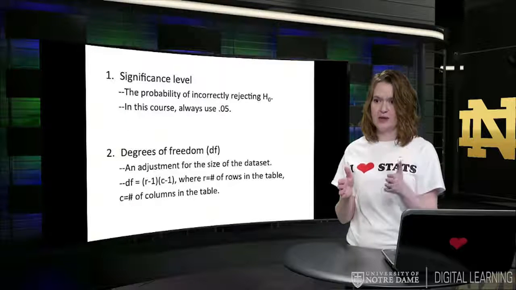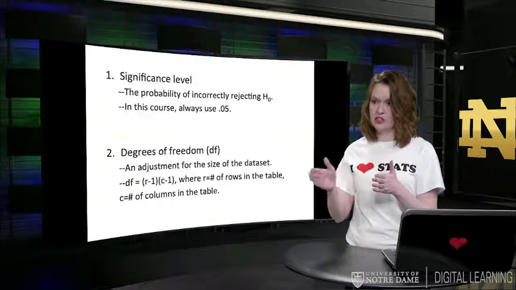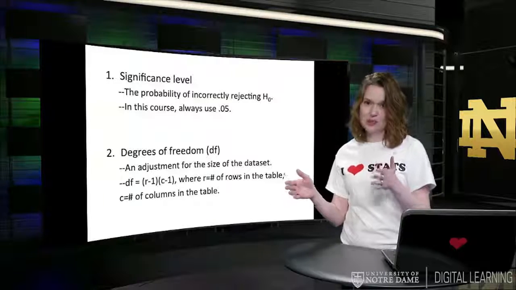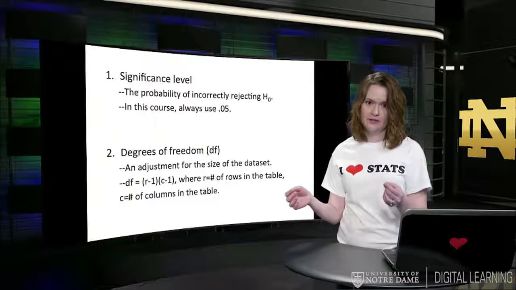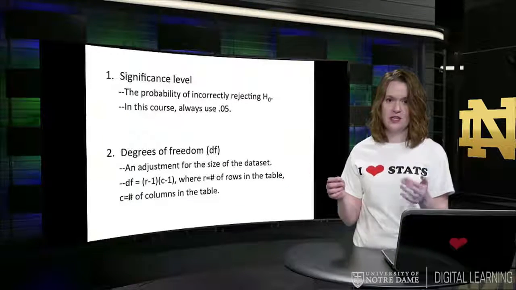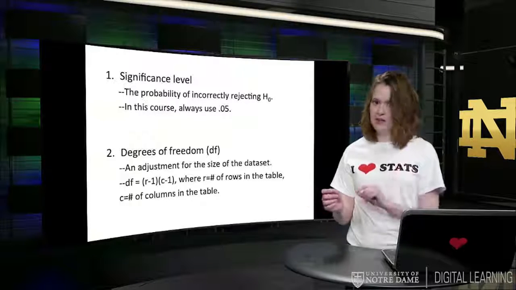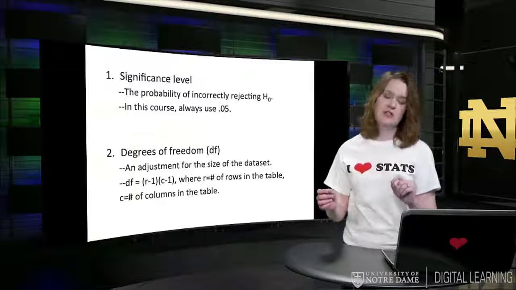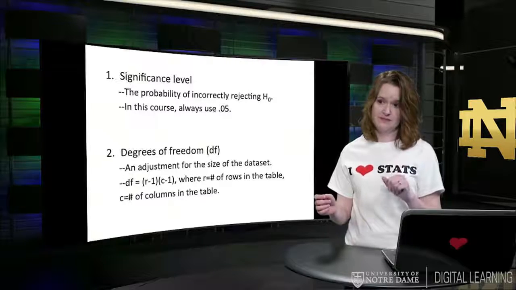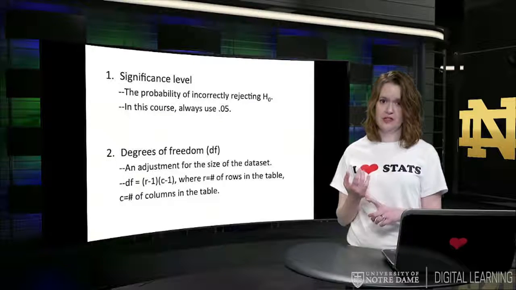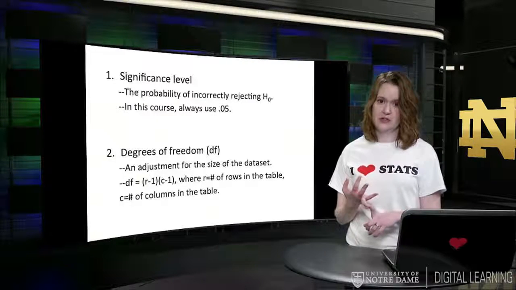So we're going to say 2 minus 1 times 2 minus 1. That gives us 1 times 1, and that's 1. Degrees of freedom for a 2 by 2 table is 1. Every single time you have a 2 by 2 table, your degrees of freedom is going to be 1. Okay, so we know that our significance level is 0.05, and our degrees of freedom is 1.